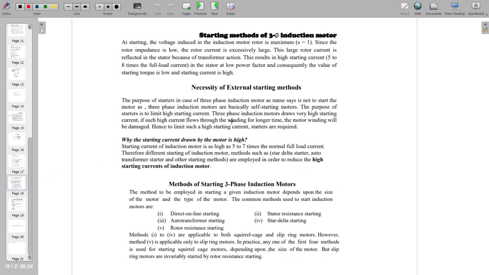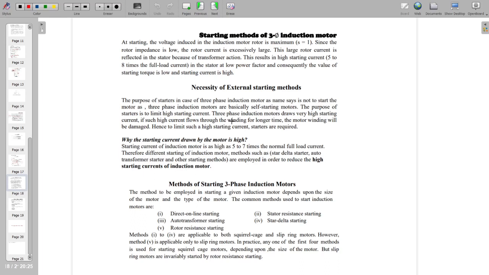So now move on to the starting methods of the three-phase induction motor. Why do we necessarily use starting methods for the three-phase induction motor? At starting, the voltage induced in the induction motor is maximum, that is the S equal to 1 condition. Since the motor impedance is very low, the current drawn from the supply is very large. This large current is reflected in the stator because of transformer action. This results in a high starting current, around 5 to 10 times the full load current.